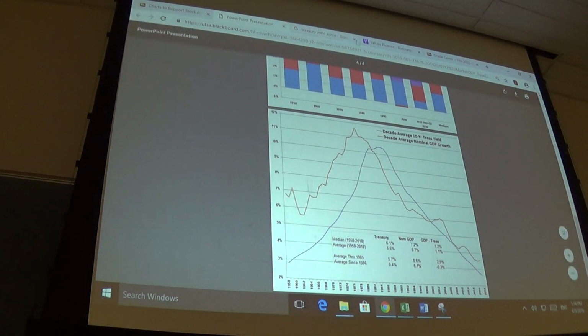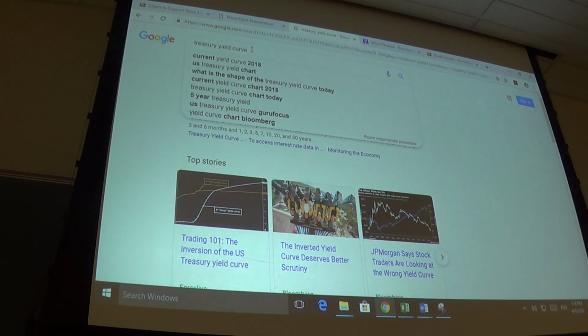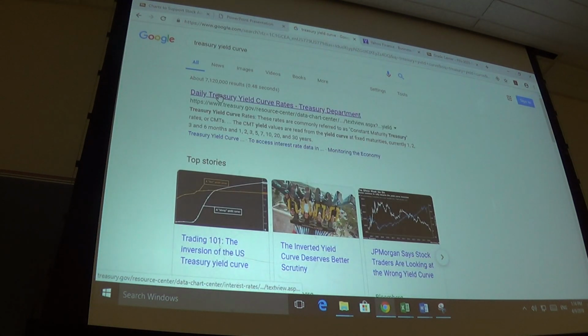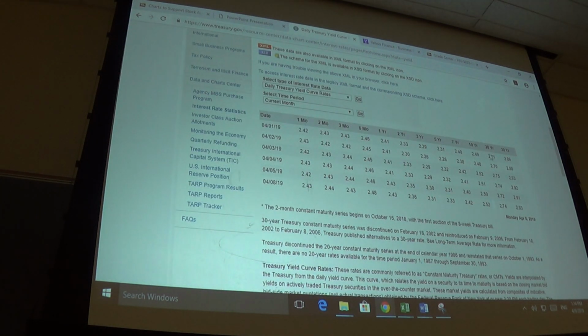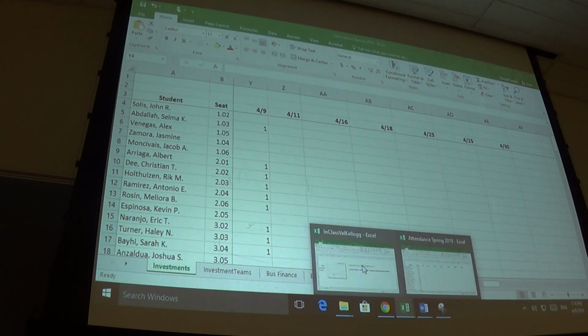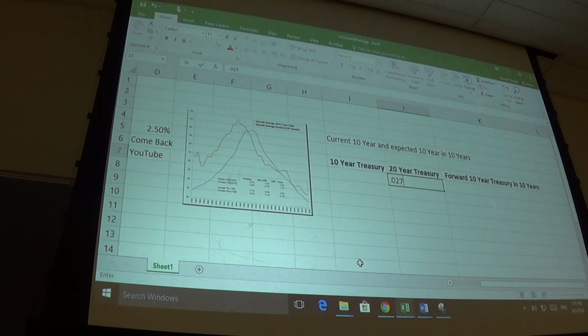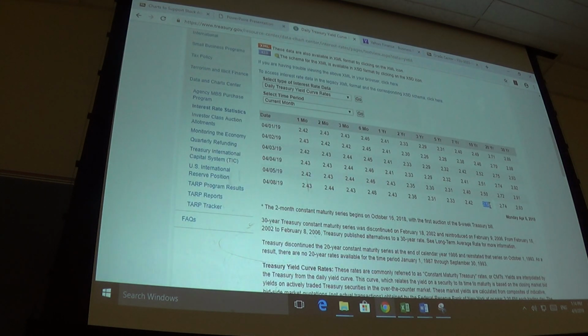So if you just type Treasury yield curve and search on it, it brings up the yield curve. And I'll use yesterday's numbers, which is fine. So the 20-year was 2.74. The 10-year is right at 2.5, but we'll use the actual number, 2.52.